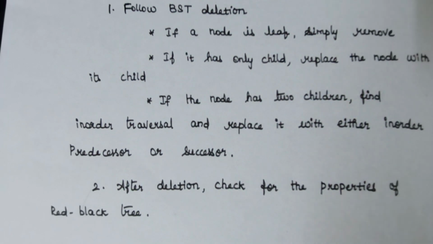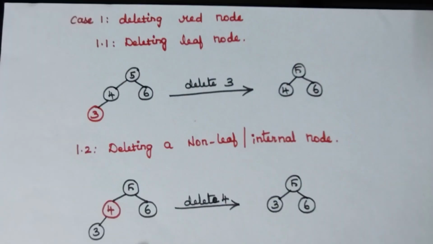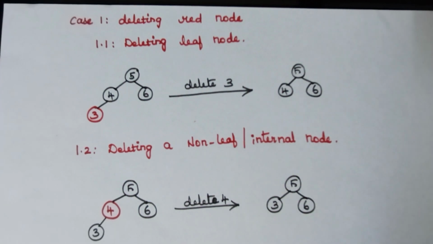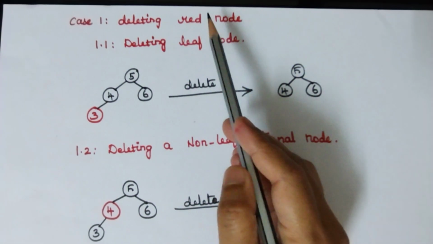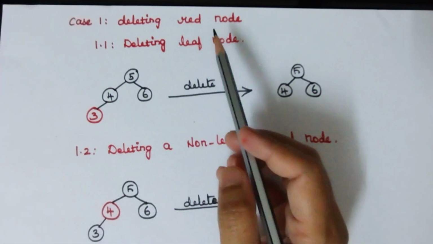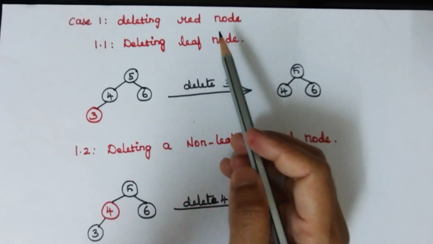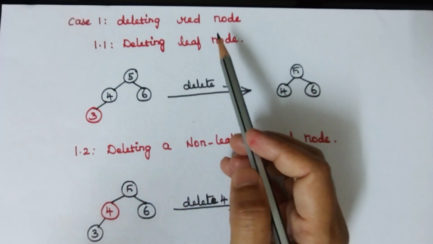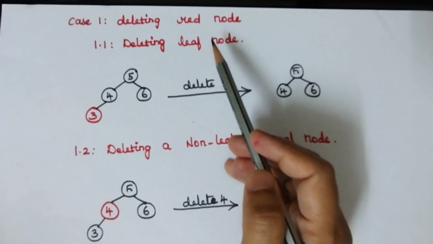Now we will see how to perform deletion, and what happens if we delete a red node or a black node, what changes will happen, how the property gets violated, and how we can balance the tree. In what ways we can balance the tree, all that we will discuss now. For deleting a node in a red black tree, I am considering two cases. The first case is deleting a red node, and the second case is deleting a black node. These two are the major cases, and for these we have sub cases as well that we will discuss.